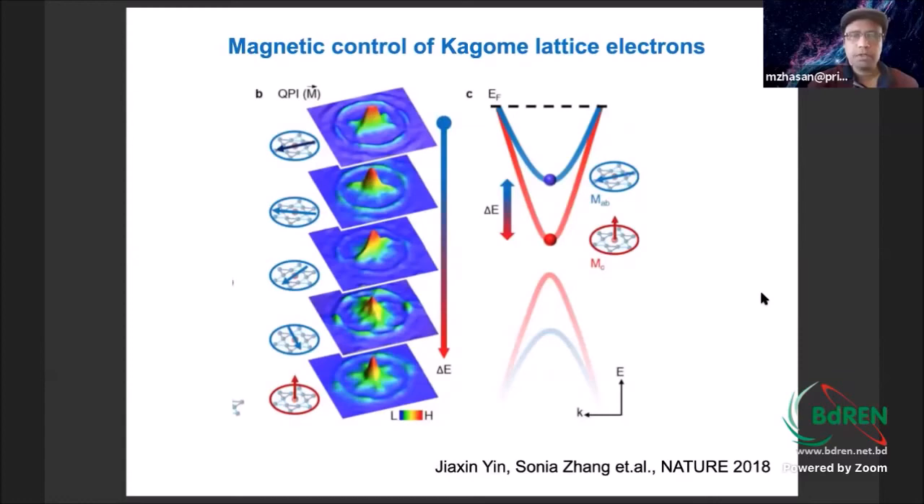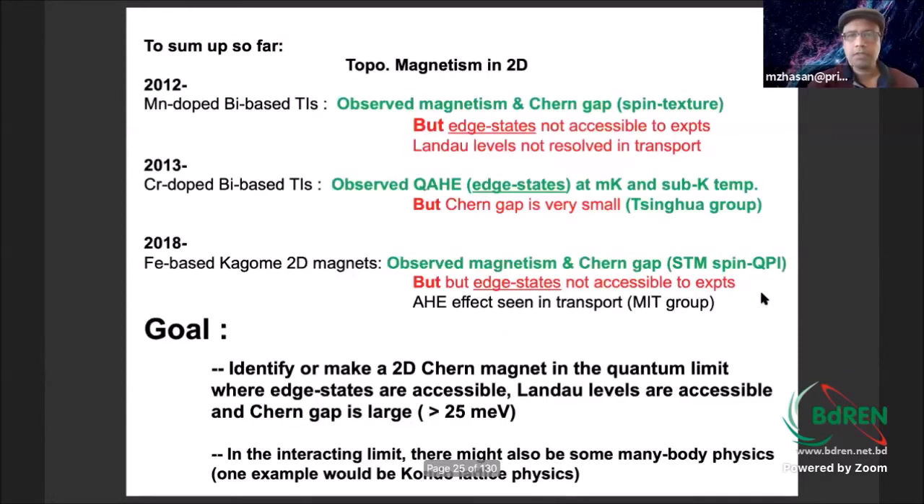So we have more detailed exploration of the system. So far, let me summarize. Back in 2012, we observed magnetism and Chern gap in a topological insulator, but we could not observe the edge state. As I said, topology is about bulk boundary. It was not accessible to experiments, and Landau levels were also not resolved in transport or spectroscopy.